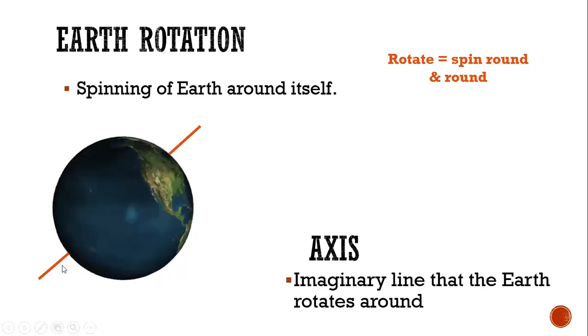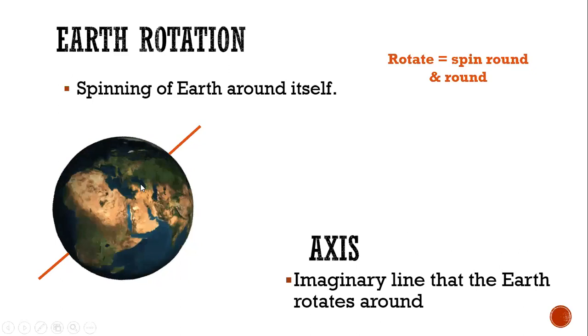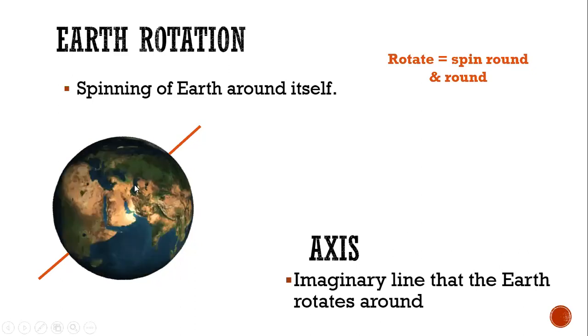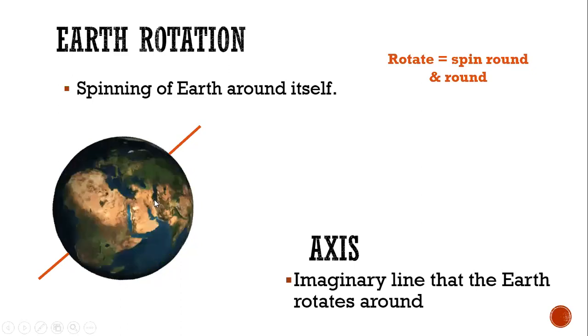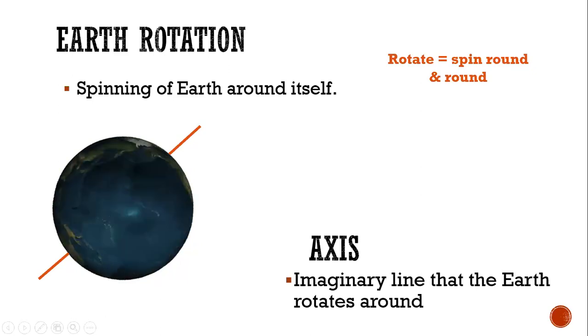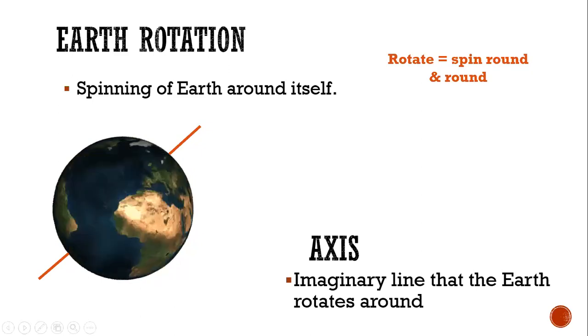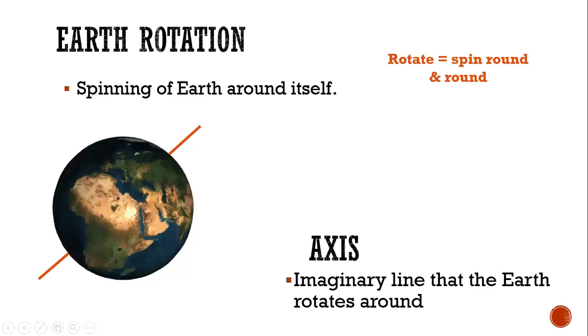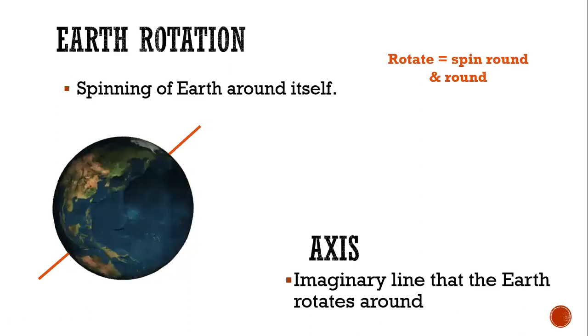This is not in real life, okay? It is an imaginary line that the earth is rotating around. For example, if I say this is the axis line that the earth is moving around, I can make it here, I can make it here, I can make it at any two ends. So the axis is just an imaginary line. I'm imagining a line that the earth is rotating around.